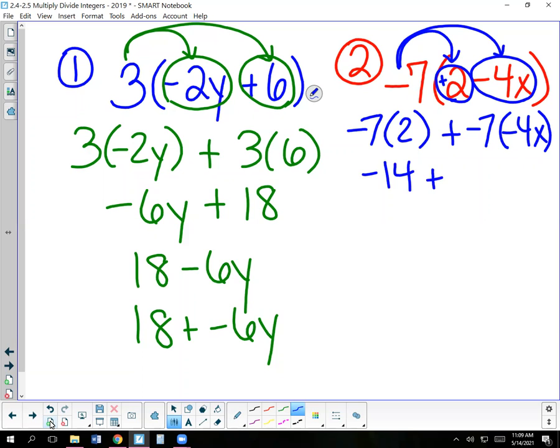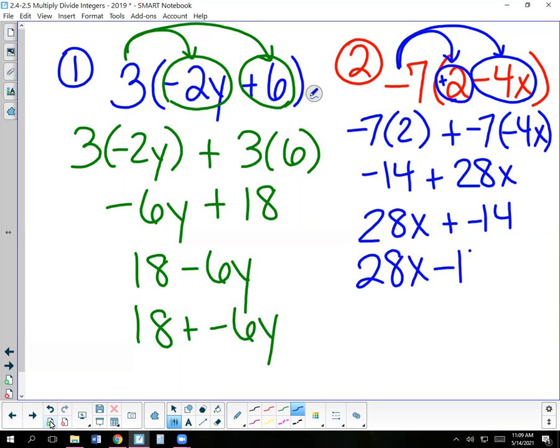And then I have a negative times a negative, which would make a positive, and then therefore 4 times 7 is 28x. You can write it that way. Or you can put the 28x in front and then put plus a negative 14. Or you could do 28x minus 14. All of those are the same.